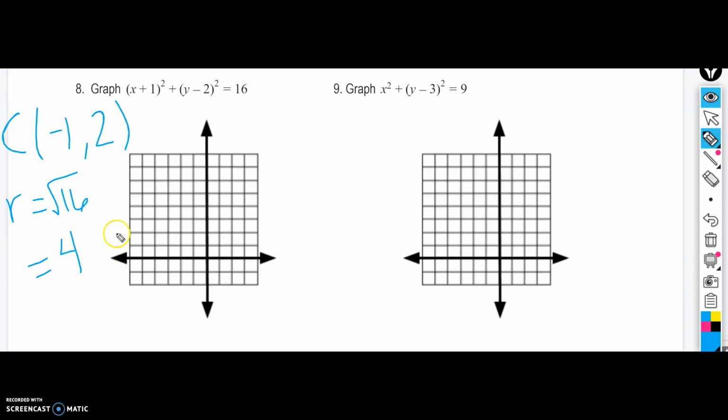So the first thing I'm going to do is draw my center, negative 1, positive 2. Okay, there we go. And a radius of 4. So I'm going to go up, down, left, and right 4. So 1, 2, 3, 4. There's going to be a point. 1, 2, 3, 4. Here's another point. 1, 2, 3, 4. And finally, all the way down here.